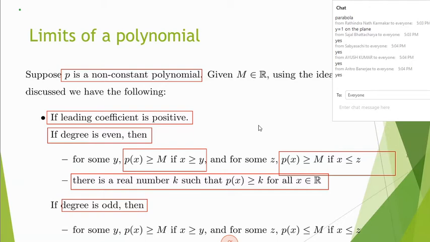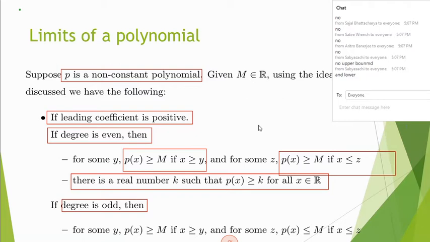Answer in the chat. Does f of x equal to x have an upper bound? No. Does it have a lower bound? It doesn't have a lower bound either, because it evolves from minus infinity to infinity. Minus infinity to infinity is the intuition.